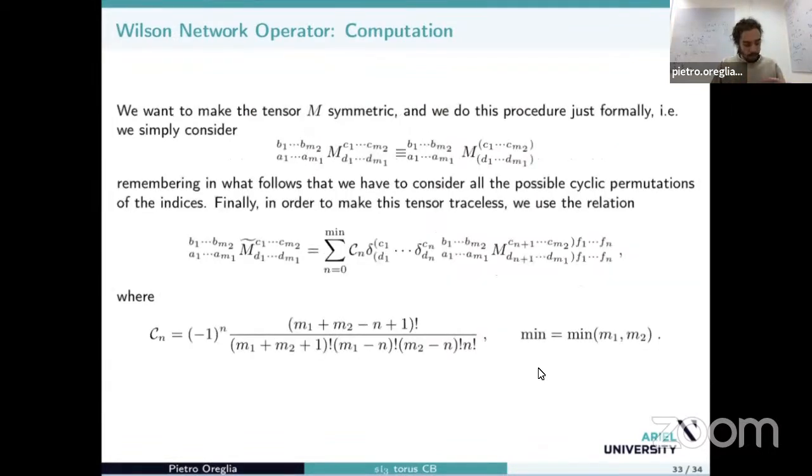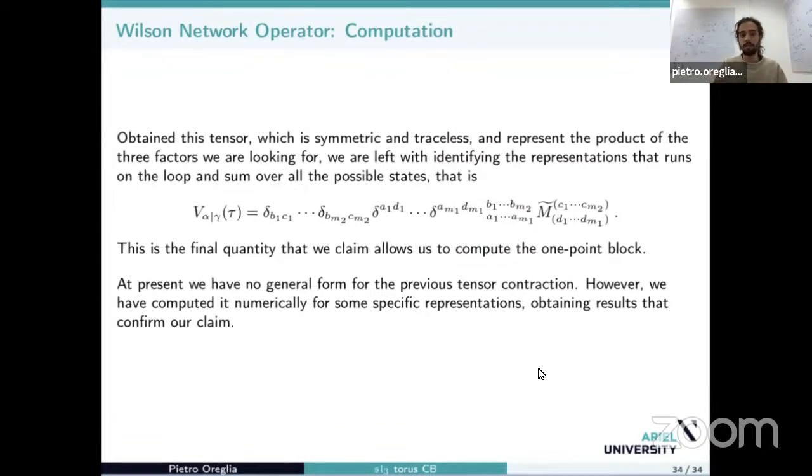Again, as I said, the last step consists in taking the sum. Taking the sum means taking the traces, these traces over here. This again makes clear that it is not necessary to make both sides symmetric, because we are contracting in this way. And so finally, this is the quantity that we claim gives the 1-point conformal block on the torus.